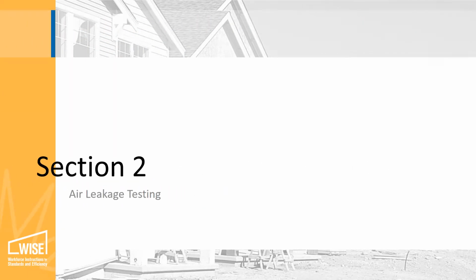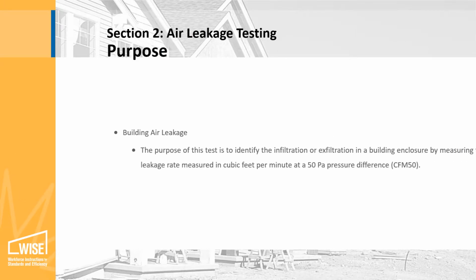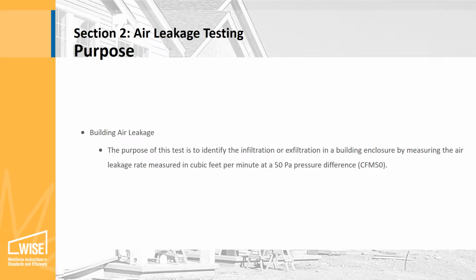Air leakage testing. The purpose of the building air leakage test, or infiltration test, is to measure the infiltration or exfiltration rate of the envelope. Air leakage is measured in cubic feet per minute, and the test is performed with a pressure difference between the indoors and outdoors of 50 pascals.